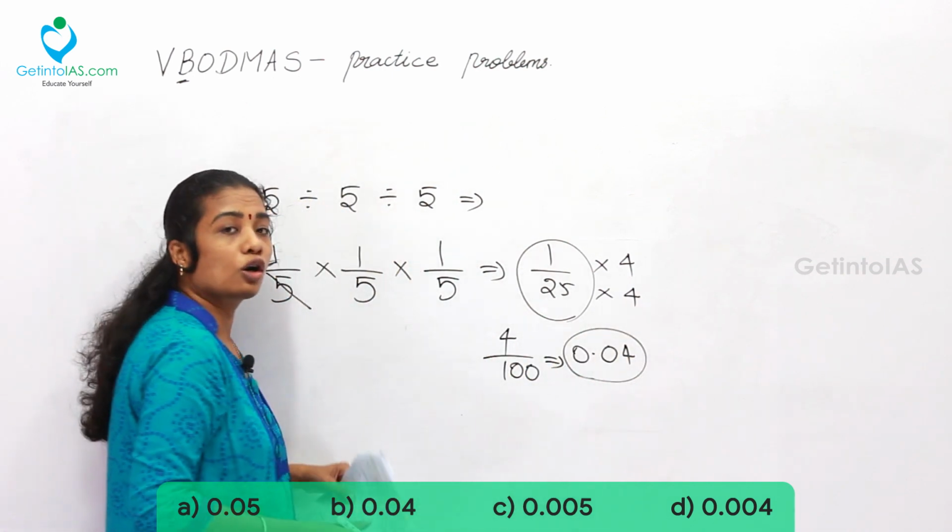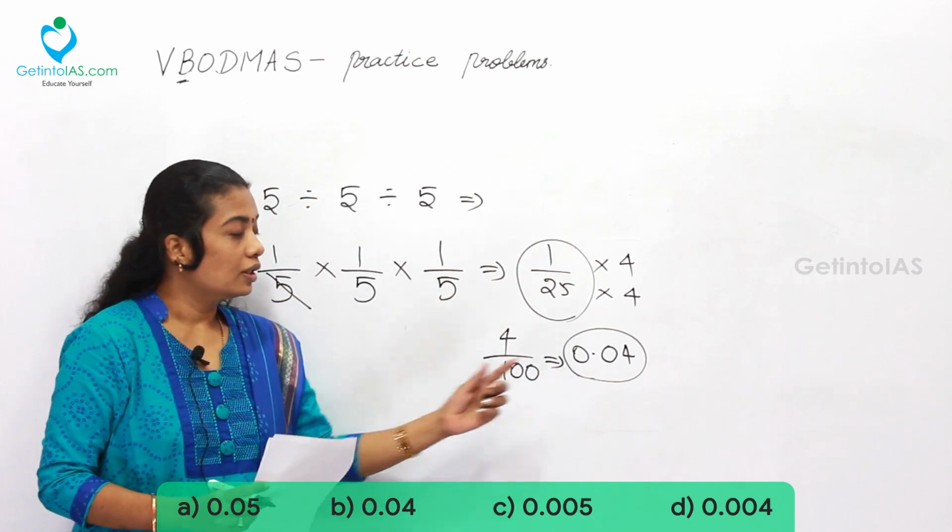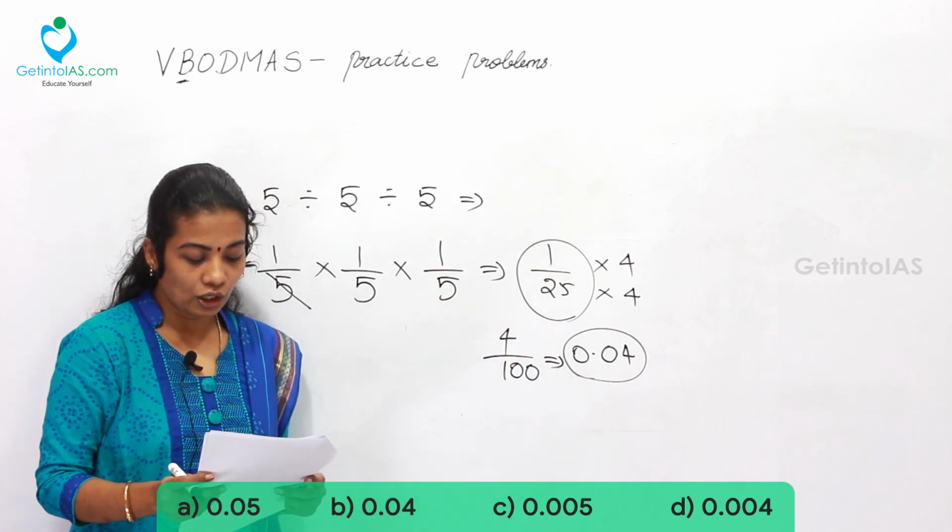0.04. So according to the option, you can make your conversion on your answer. That is, 0.04 is the answer, which is given in option B.